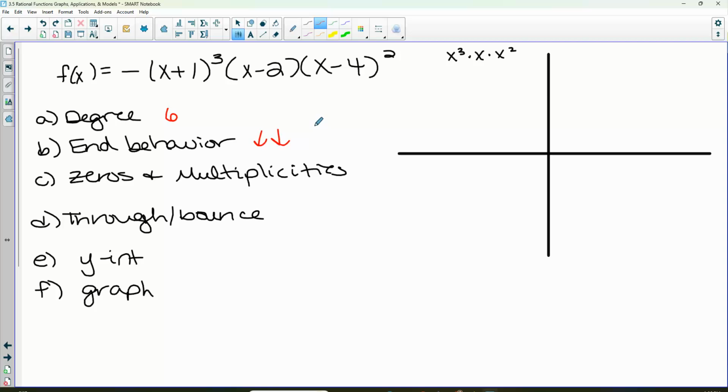All right, the next one. Zeros and multiplicities. So it's already factored for us. If it was not, we would have to do P's and Q's to factor it. What would make x plus 1 equal 0? And since it's cubed, that would be a multiplicity of? What about x minus 2? What about x minus 4?